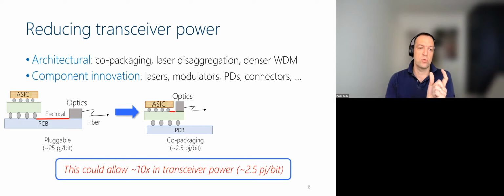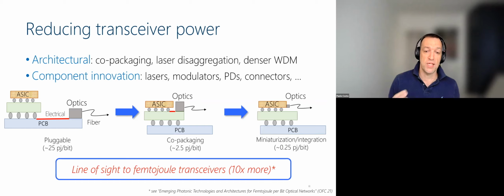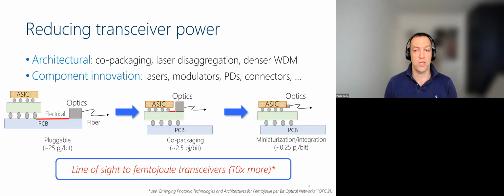The main thing is that we want to minimize the length of the electrical traces, which ultimately results in much lower power. Just for the sake of discussion, we can think of the power being reduced by about a factor of 10, going from 25 picojoules per bit to 2.5 picojoules per bit. In fact, we also have a line of sight to femtojoule, sub-picojoule transceivers, using new techniques such as nanophotonics, miniaturization, or better integration, for example monolithic integration of silicon photonics. And if people are interested, there was a recent workshop at OFC which goes deep into some of these new techniques.